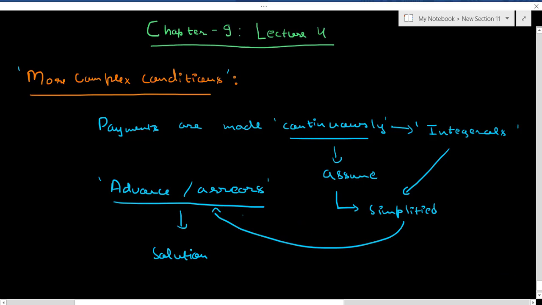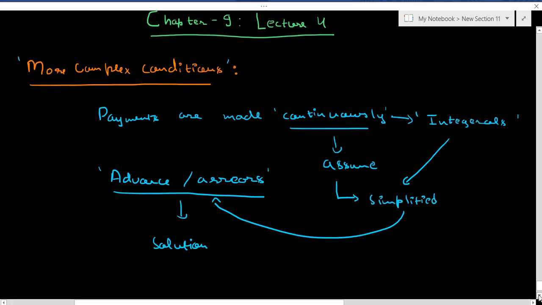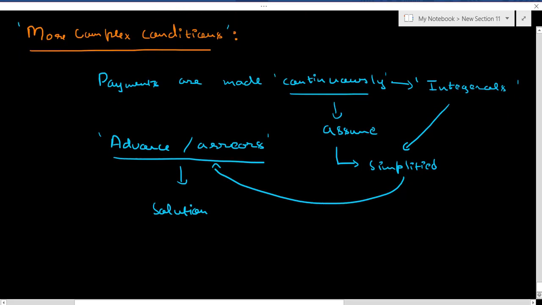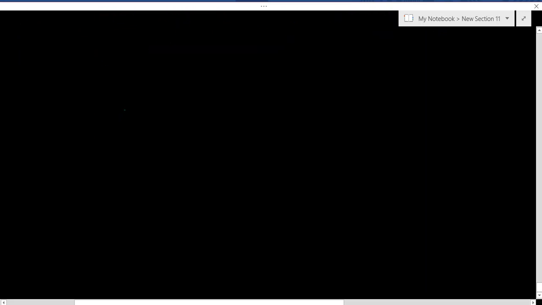I will be discussing more of this when we discuss the revision notes, but this is something you should know: we firstly assume everything to be continuous, and then we can apply the same thing to advance and arrears. That's something very interesting. So let's start by discussing the example which is given on page number 19.